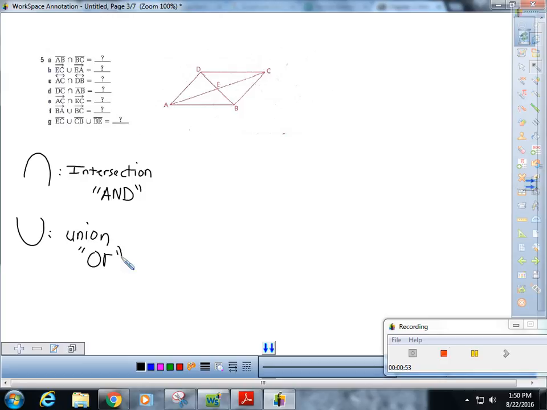So, typically the answers for the and questions are smaller. It's harder to satisfy that. The answer for the ors are bigger. There's more things that would work, okay? So there's 7 different questions here.